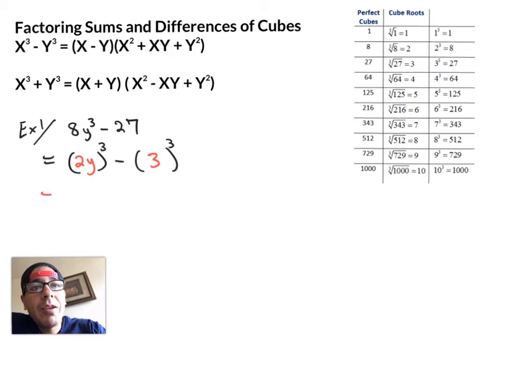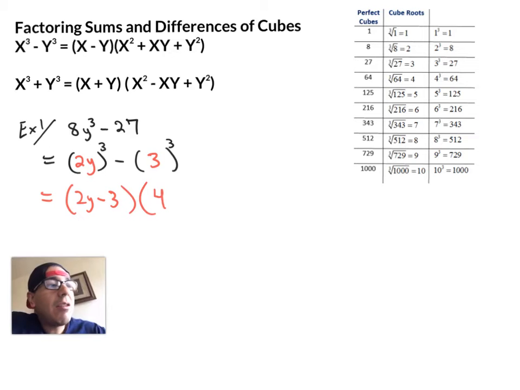All right. So we're going to end up with 2y minus 3. And I said minus 3 because we're using this formula up here. So it's x minus y. It's the first term cubed minus the second term cubed. All right, and then we're going to multiply that by x squared. But notice, our x value was 2y, so we're going to square that. So when I square 2, I get 4. When I square y, I get y squared.